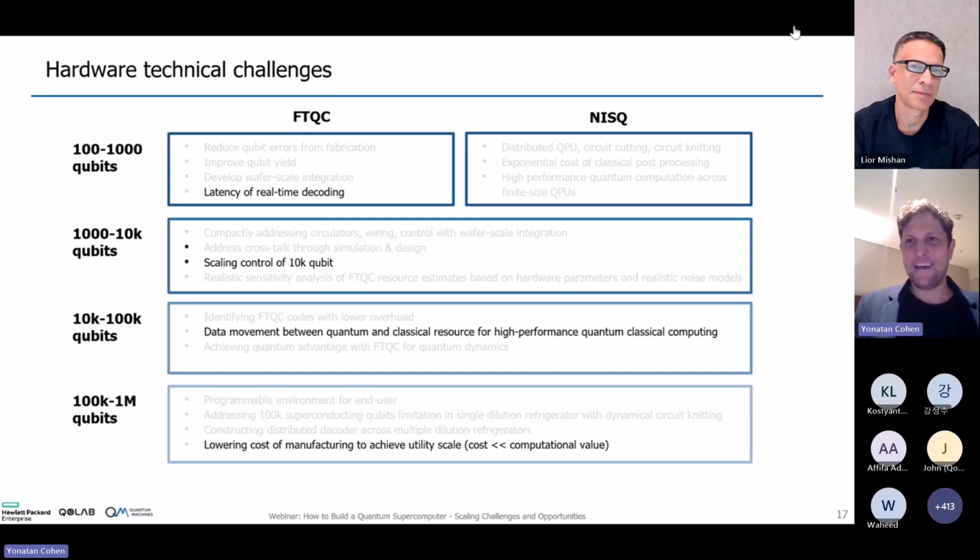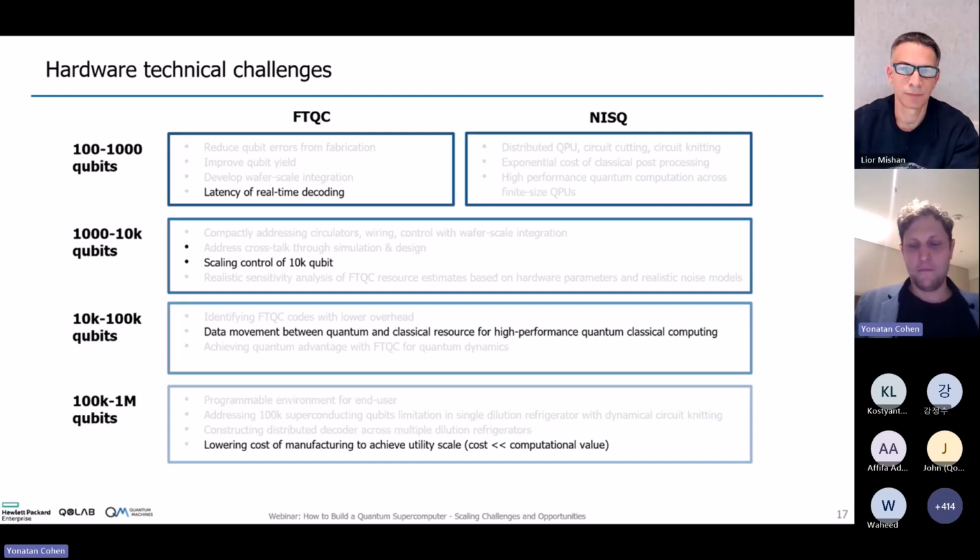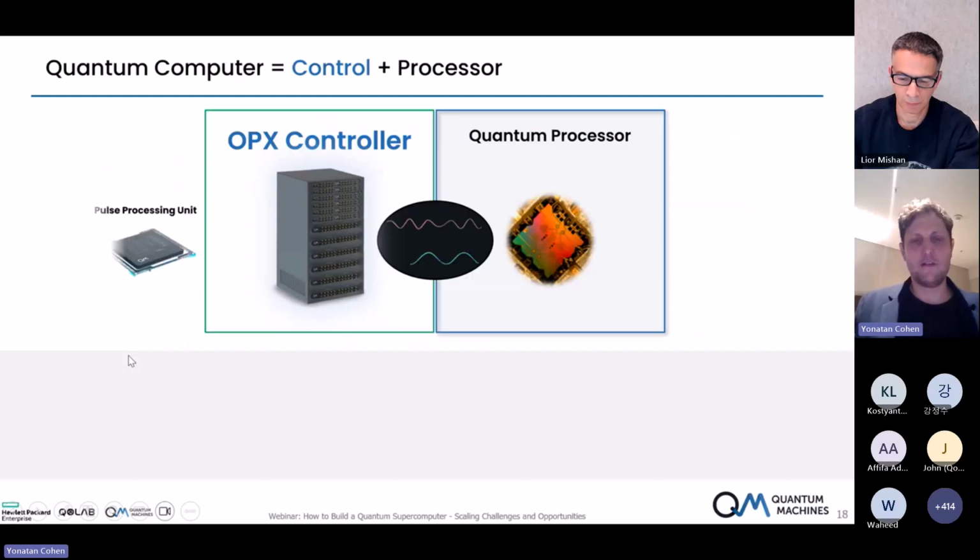But okay, this is the first slide following John's talk. So I'm going to focus on the control part of the stack and talk about some of the challenges that you see here on the screen, as well as other challenges that I'll mention as we scale from 100 qubits to tens of thousands and hundreds of thousands and million qubits. Okay, so before I start, just a reminder, what is the control system?